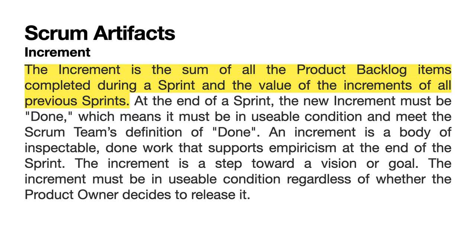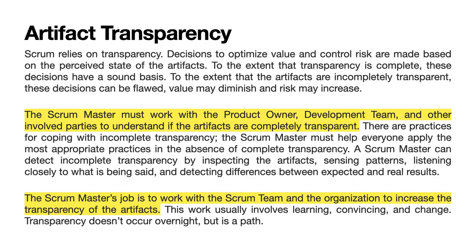An increment is a body of inspectable, done work that supports empiricism at the end of the sprint. The increment is a step toward a vision or goal. The increment must be in usable condition regardless of whether the product owner decides to release it. Artifact transparency. Scrum relies on transparency.